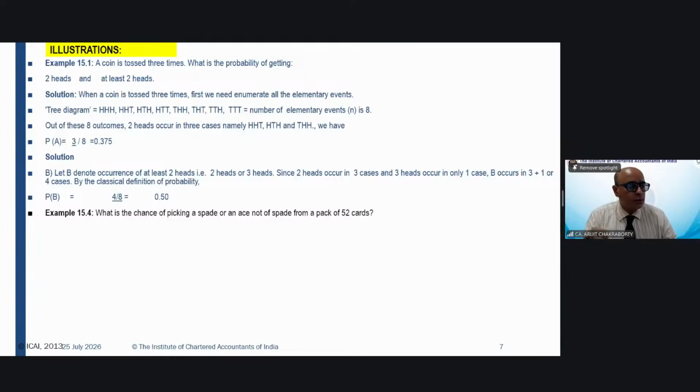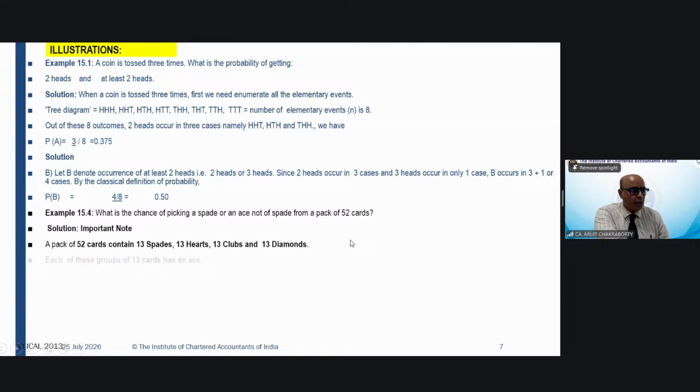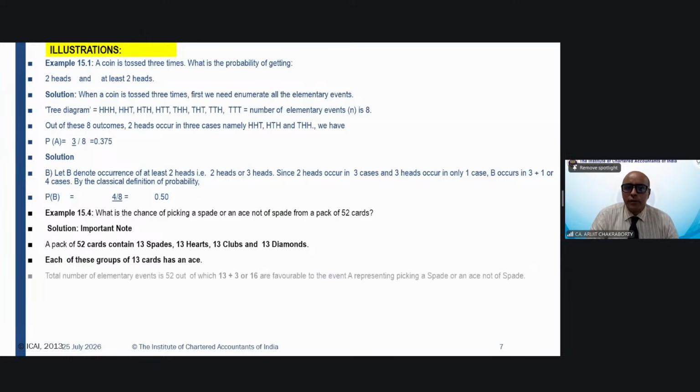Now we see a question on a pack of cards. This question is from the example 15.4. What is the chance of picking a spade or an ace, not of spade, from a pack of 52 cards? So usually, a pack of cards has 52 cards, and there are 13 spades, 13 hearts, 13 clubs, and 13 diamonds. Each of these groups of 13 also has an ace.